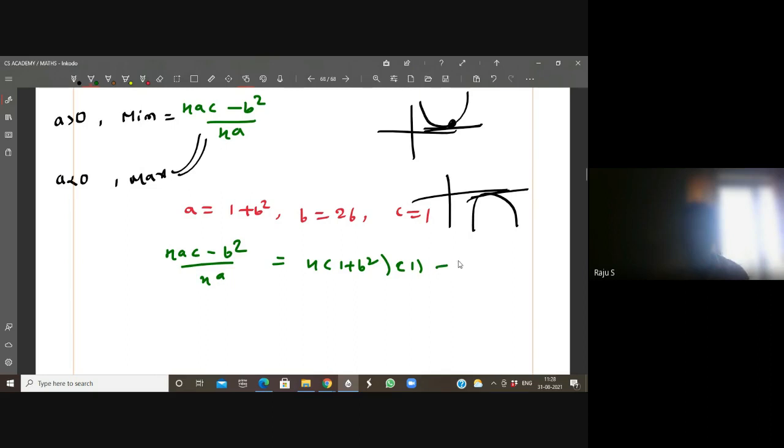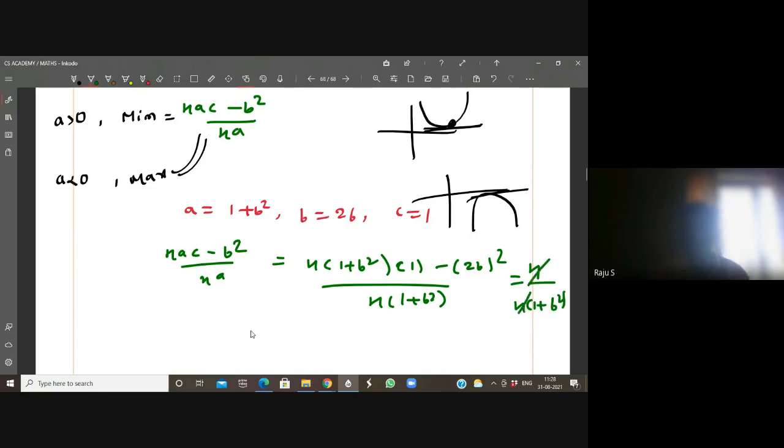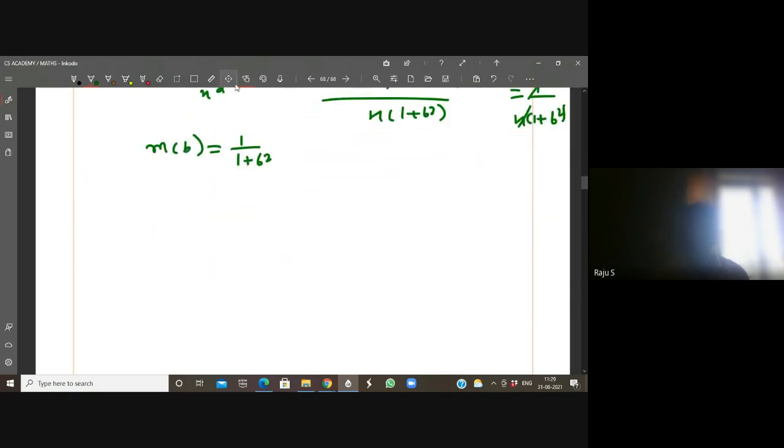Okay, minus b square means 2b whole square by 4a, that is 4 into 1 plus b square. Here 4b square, we can take 4 throughout and cancel it. Yeah, throughout you can cancel 4. So finally 1 by 1 plus b square. This is m of b, the minimum value. The minimum value they represented as m of b. We got the m of b value like this.